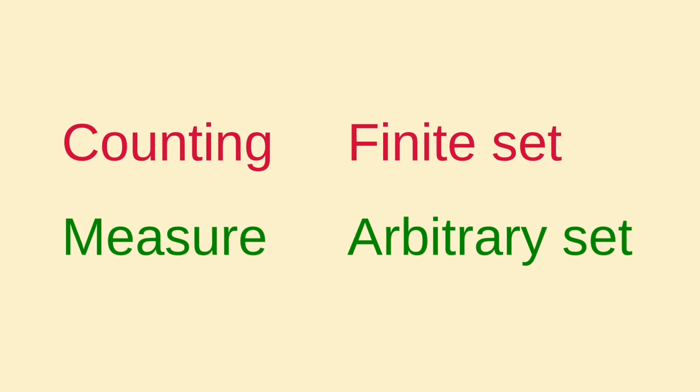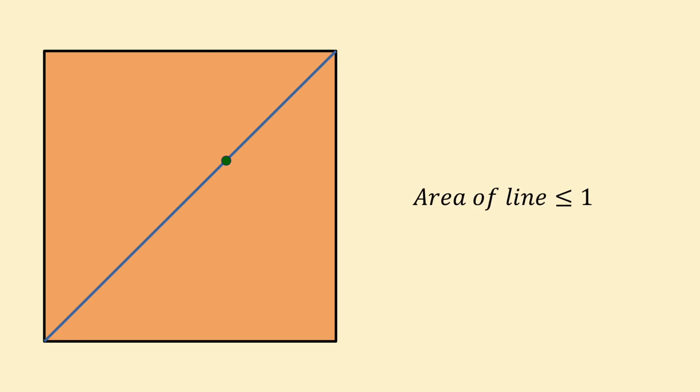For instance, consider a modified problem on the unit square. Suppose we draw a line connecting the diagonally opposite corners of the unit square. What's the probability that a randomly chosen point lies exactly on this line? Observe that the area of the line is clearly smaller than the area of the unit square.